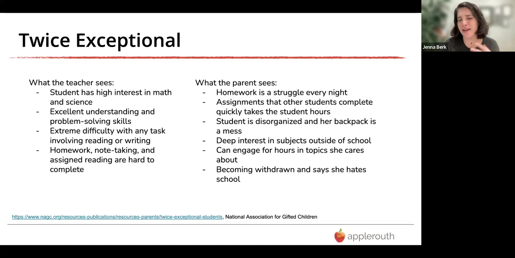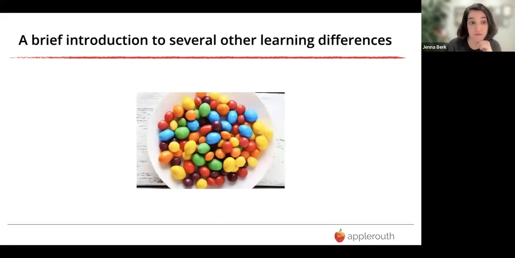The student is disorganized and her backpack is a mess, but she's got deep interest in subjects outside of school. If it's a topic that she actually cares about, she can engage in that for hours. She's got all of these random facts about trains that you've never heard of before. But when it comes to school, she might say she hates it. She becomes withdrawn. She really doesn't want to go, even though you know that she's an incredibly bright person and could be thriving in an academic environment. So it's all of these contradictions that can make being twice exceptional a bit of a puzzle for educators.